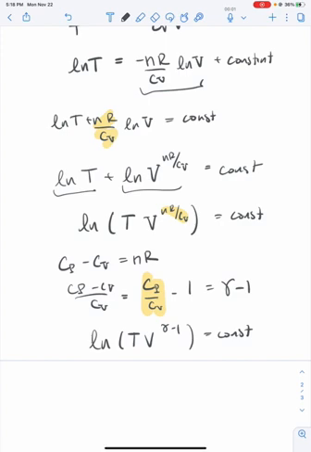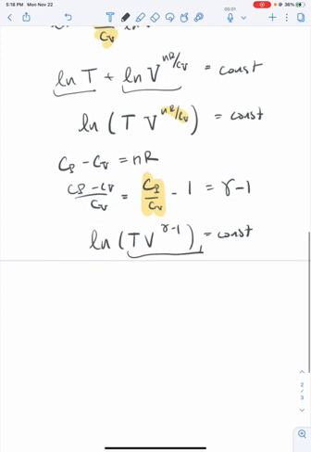And of course, if that's a constant, then the part inside the logarithm must also be a constant. So T V to the gamma minus 1 is a constant. All right.